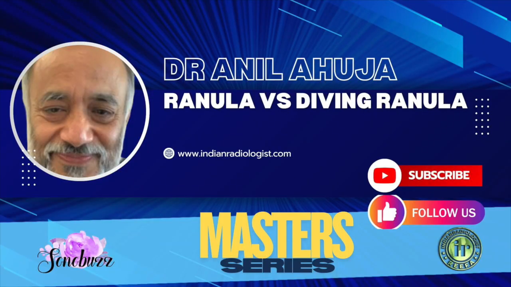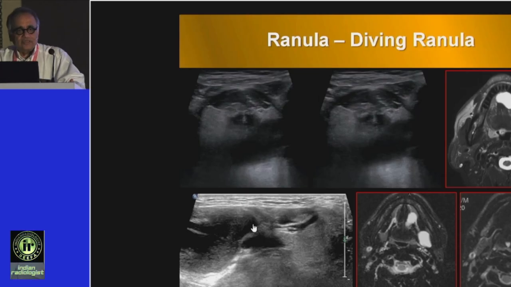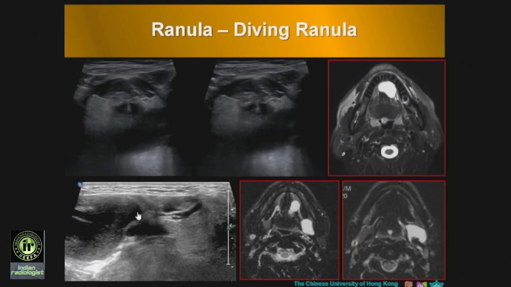A ranula is a retention cyst of the sublingual gland. Once that cyst crosses the mylohyoid muscle and enters the submandibular space, it becomes a diving ranula or a plunging ranula. So I am not interested in how it looks. I am simply looking at where it is and what it does to the mylohyoid.